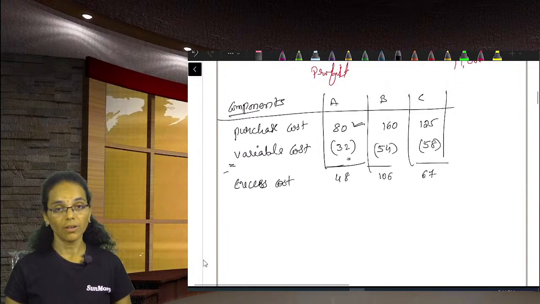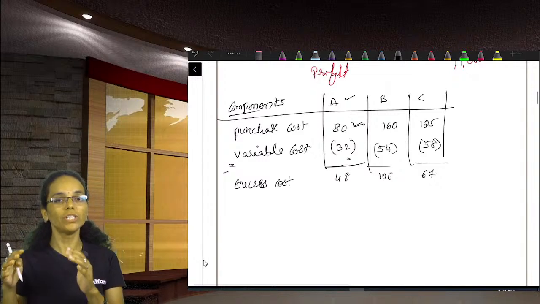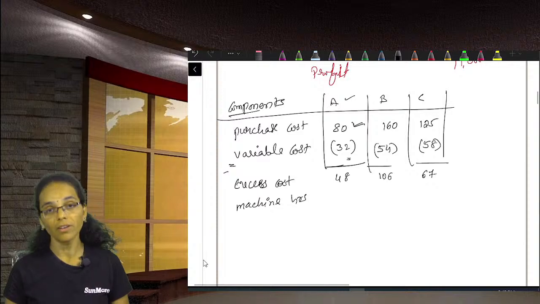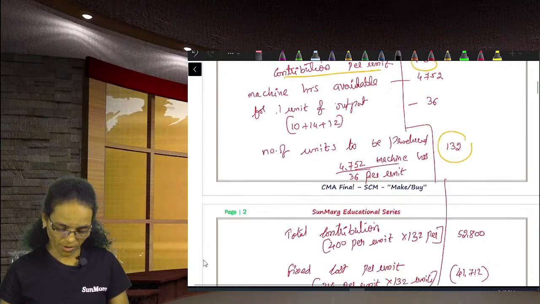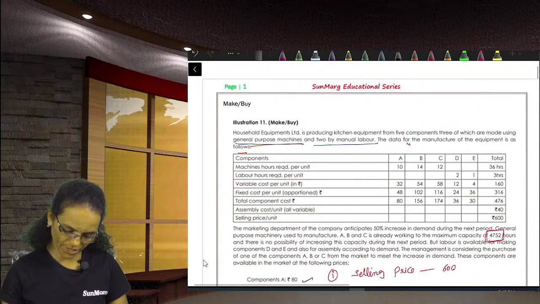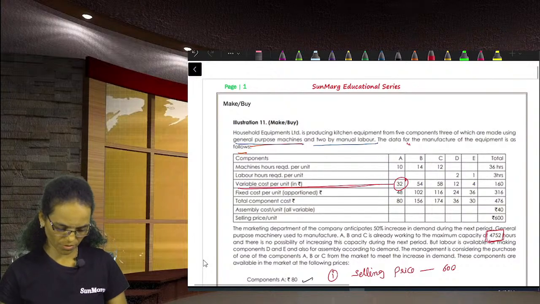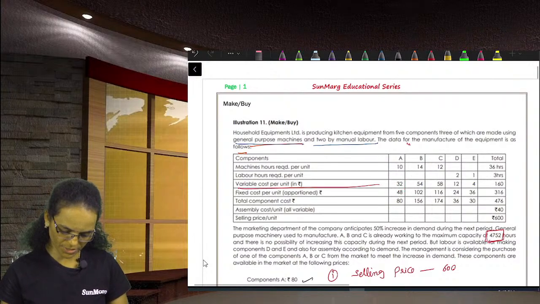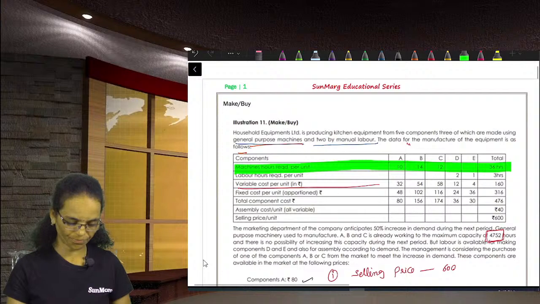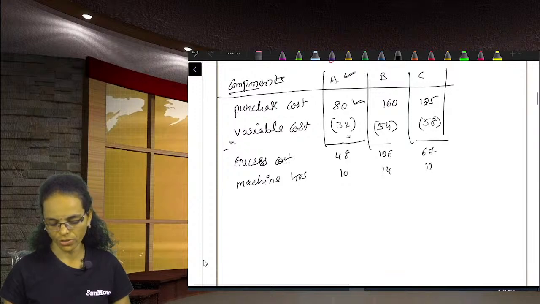Right? No issues. But for manufacturing of component A, how many machine hours are used? I will write here: machine hours required for production of component A in-house. Machine hours required per unit are 10, 14 and 12. So here 10 hours required, 14 hours required and 12 hours required.